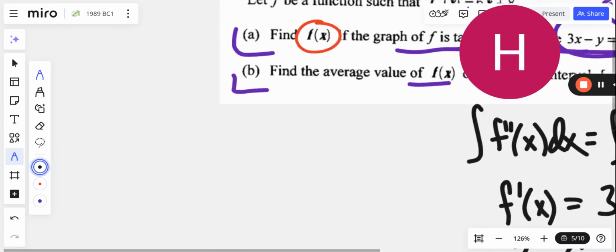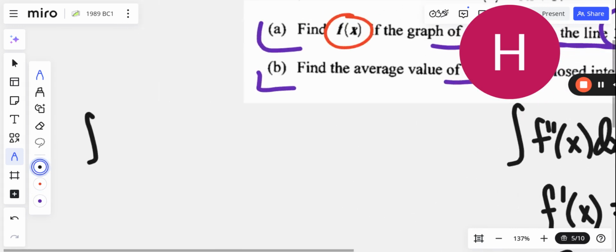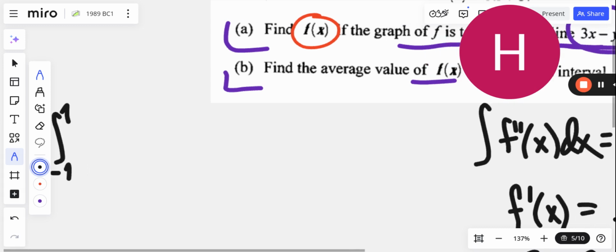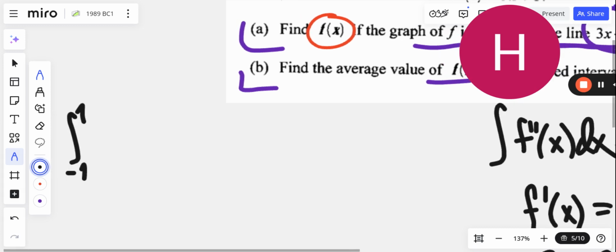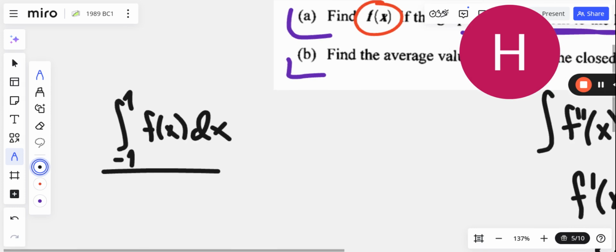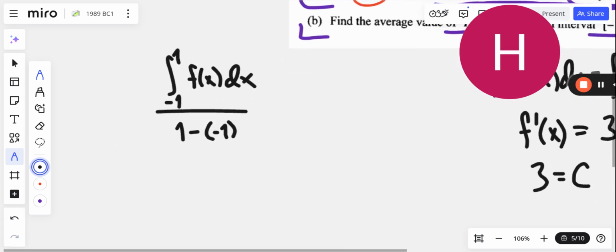And for those of you who remember how to find average value, if not, go look it up. We're preparing for the AP exam. Cannot be missing out on these formulas. Important. Take the integral from -1 to 1 of f of x, because that's our a to b, and then divide by the width of the interval, or the size of the interval. So that's 1 minus -1, b minus a.